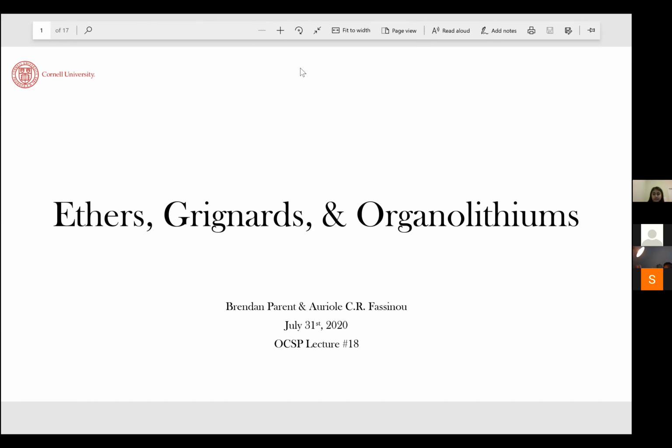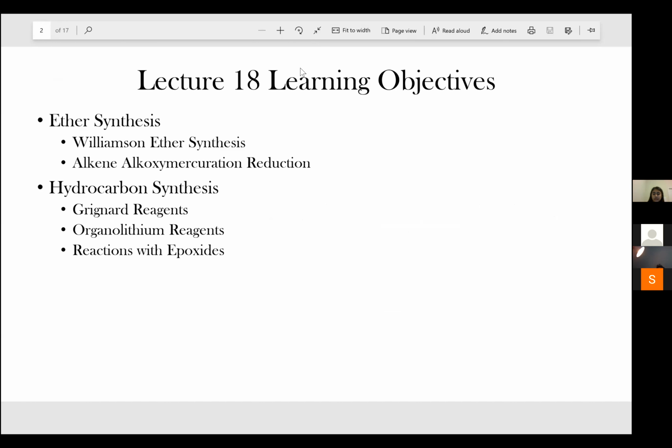And so today we're going to be focusing on ethers, Grignards, and organolithiums. So let's just get right in. Today's objectives: we're first going to look at how we synthesize ethers. I believe Bufon touched a little bit on ethers and thioethers on Wednesday. So we're just going to continue that with the two main ways that we synthesize ethers. The first one being the Williamson ether synthesis, and then the second one being the alkene alkoxymercuration reduction reactions. And then after that, Brendan will take it away with hydrocarbon synthesis reactions.